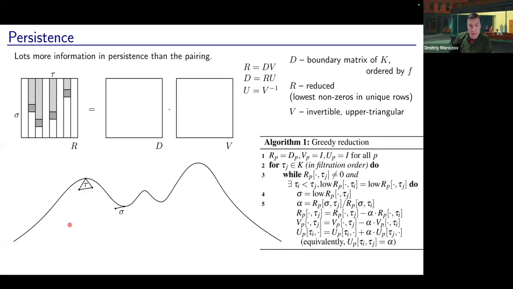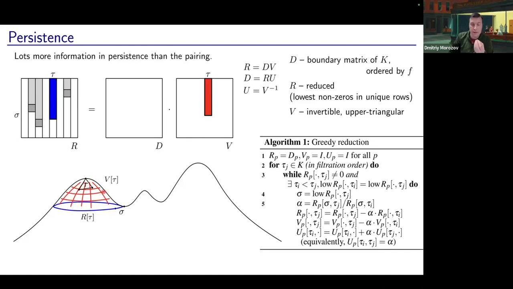But there is more in this computation, namely the column of tau itself is actually a cycle. It's a sum of a bunch of boundaries, so it's exactly this blue cycle that I'm showing in this figure that is created by the addition of sigma. So that we can recover immediately from the column of tau. But what's more interesting is actually the column of tau in matrix V, because it's a chain whose boundary is the cycle. So it's exactly this red cap that is added when we add tau, whose boundary is sigma's cycle.